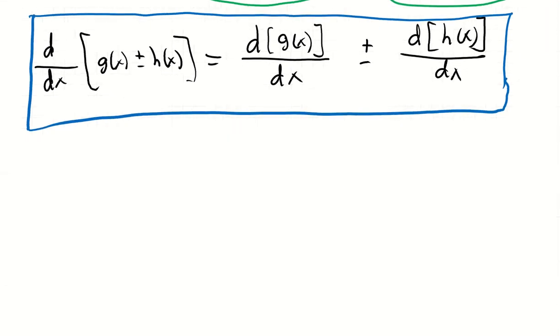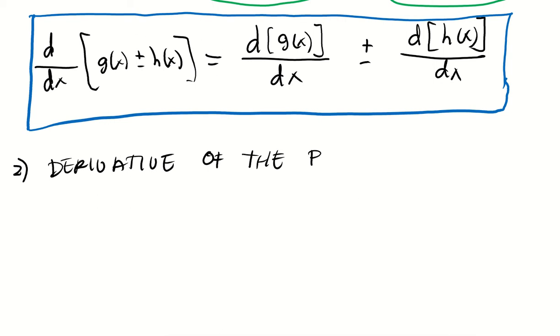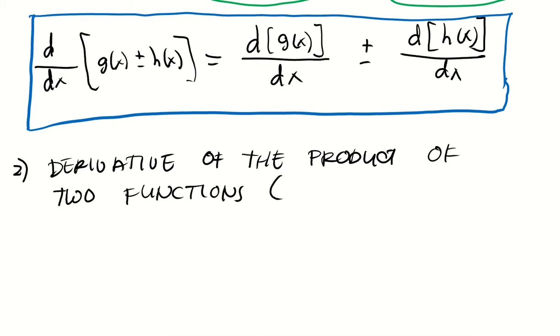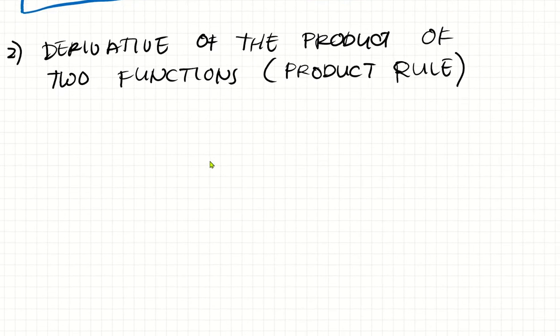Then we have another one. The first one is the sum or difference. The second one is the derivative of the product. So this time we take the product of two functions. We usually call this one the product rule in differential calculus. So how do we take the derivative of the product of two functions?